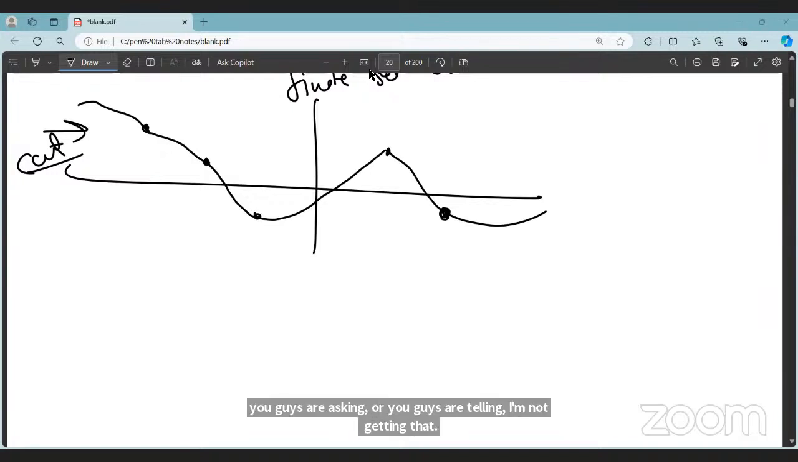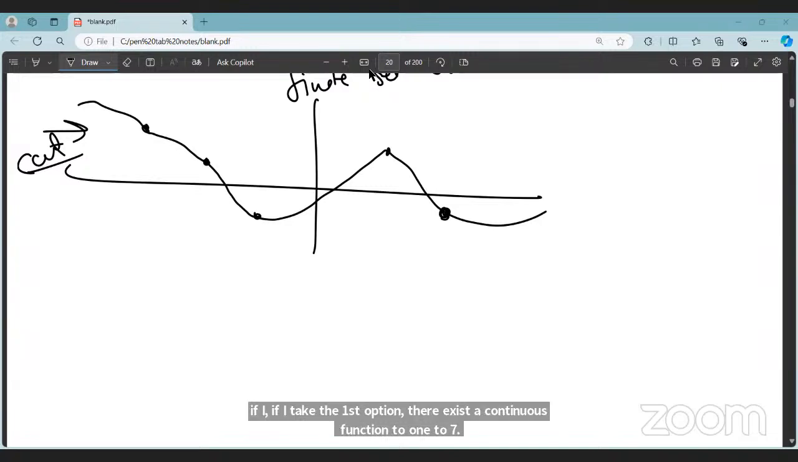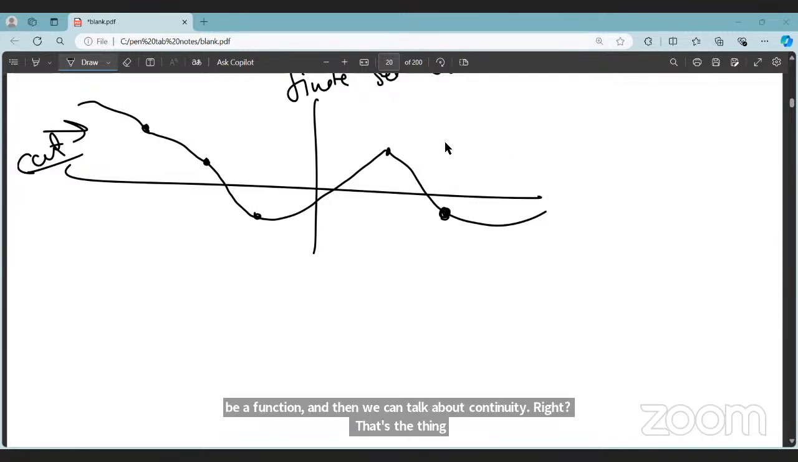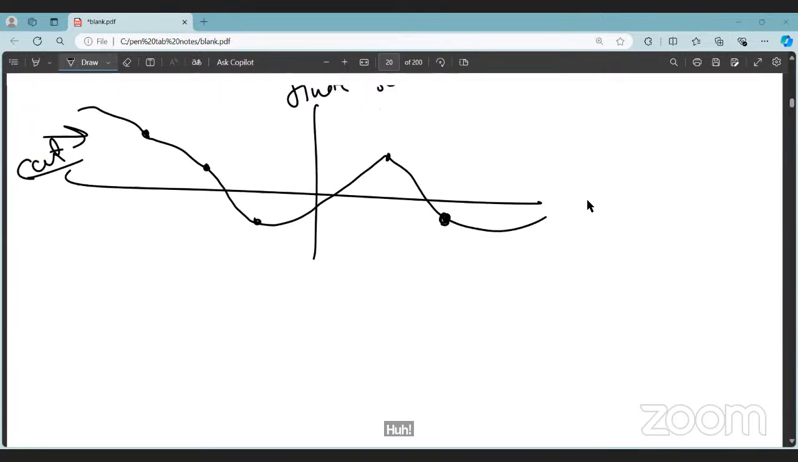Now, if I take the first option, there exists a continuous function f from 1 to 5 to 1 to 7, such that f of 3 is equal to 15, is it possible? Right, you can make it via your free hand. Continuity is just a smooth drawing, which should satisfy the condition of a function. We should keep in mind that first it should be a function and then we can talk about continuity. If it goes outside the range, maybe then we can say it is not. Fine. Okay.